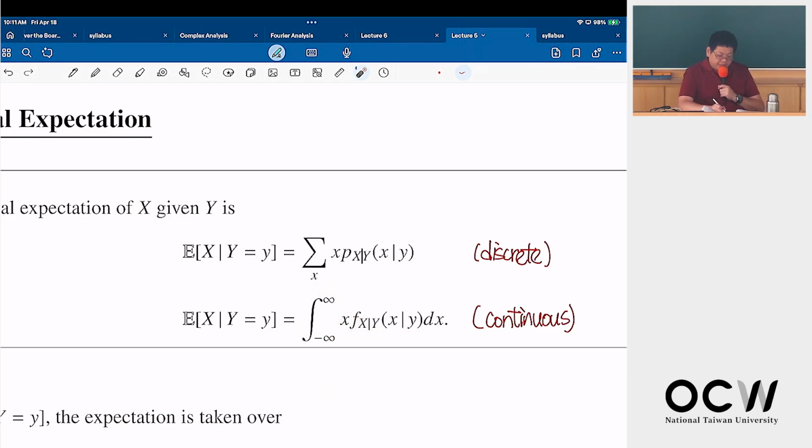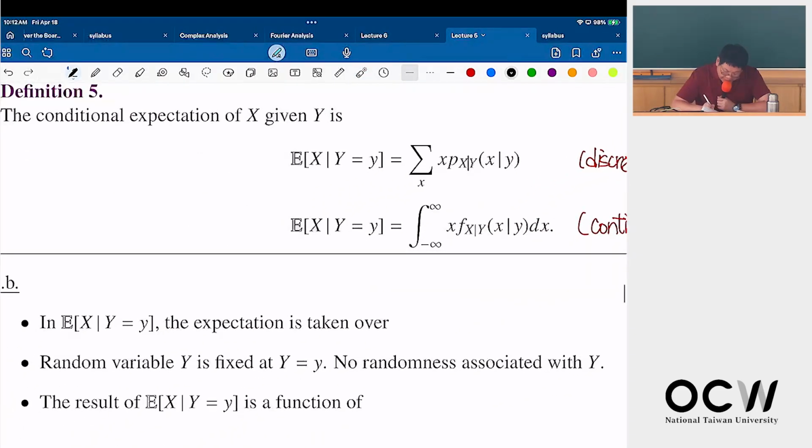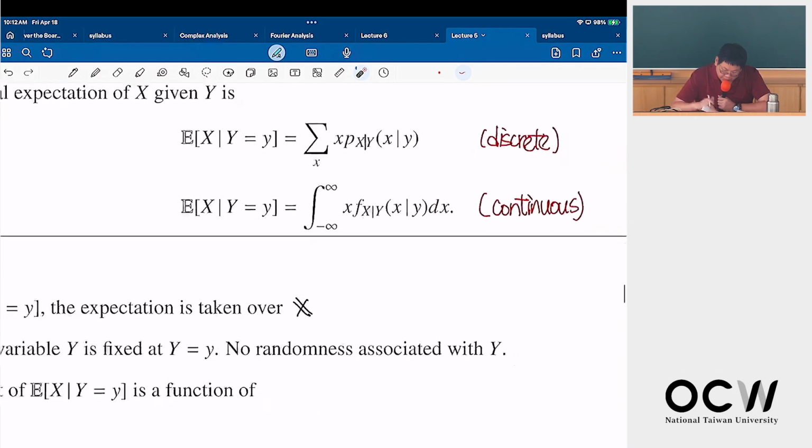You see that for this conditional expectation, x given something, and this is fixed. We need to fix y to find the conditional expectation. For this conditional expectation, is the expectation taken over x or y? Here it should be x, because y is fixed. The random variable y is fixed, so there's no randomness associated with y.